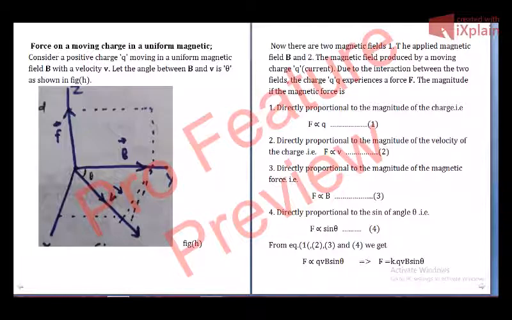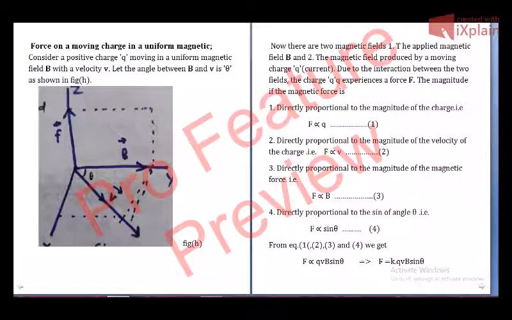Number 2, the magnetic force experienced by this charge is directly proportional to the magnitude of the velocity of the charge. That is, F is directly proportional to v. What does it mean? Greater the velocity with which the charge is moving, greater will be the force experienced by it. If it is moving faster, it will experience greater force. If it is moving slowly, it will experience lesser force. For example, a charge moving with a velocity of 10 meters per second will experience a greater force than a charge moving with 5 meters per second.